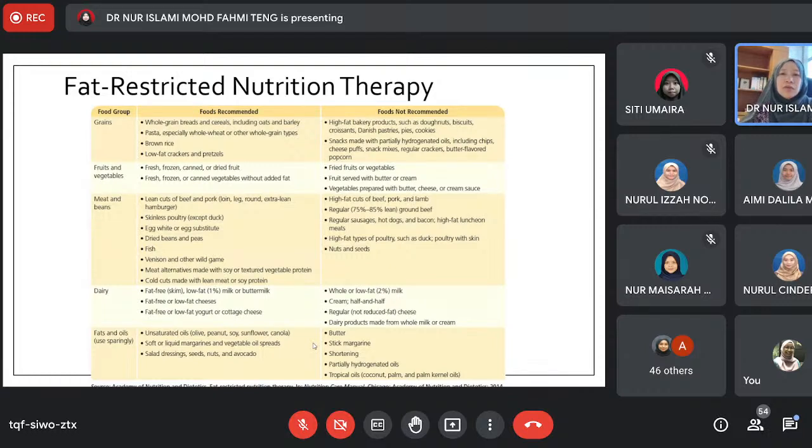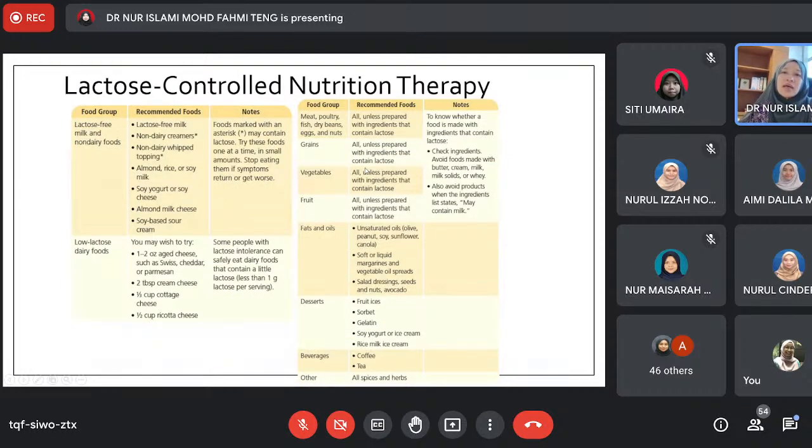This shows you the fat restricted nutrition therapy. So those who have fat problems, fat malabsorption, may need to follow the fat restricted nutrition therapy. Basically, we do not recommend high fat food, like high fat bakery, fried food, goreng pisang for example, fruit served with butter or cream. All of these, we don't recommend to them.